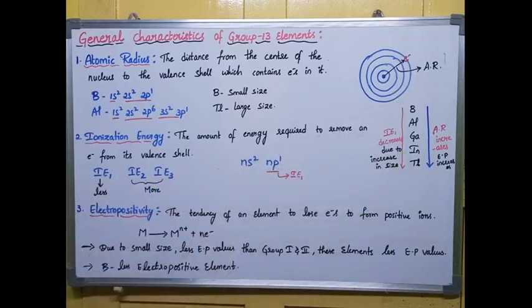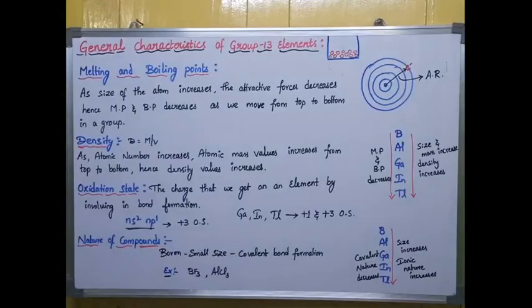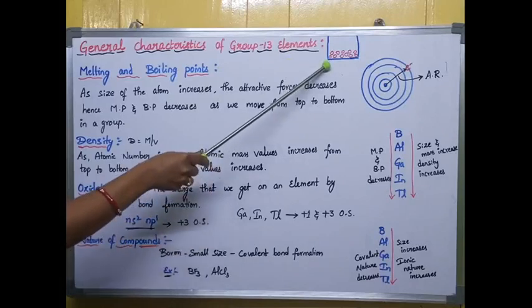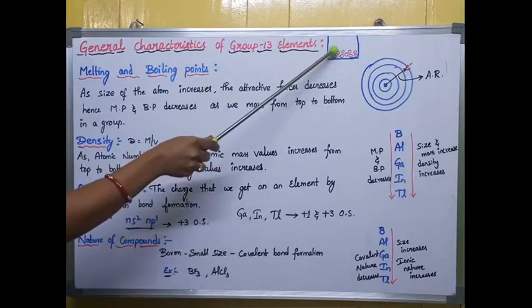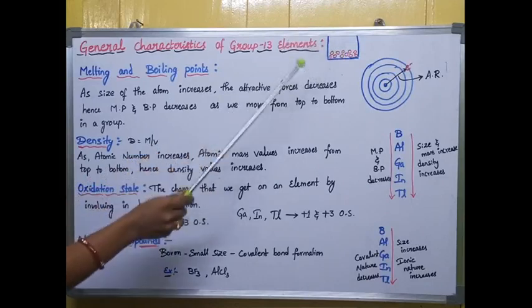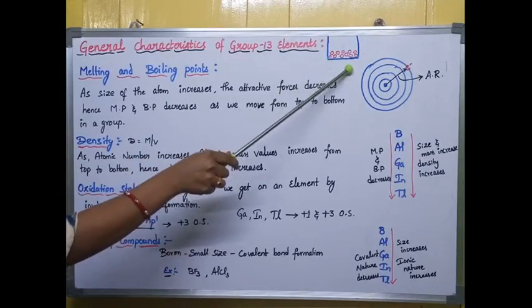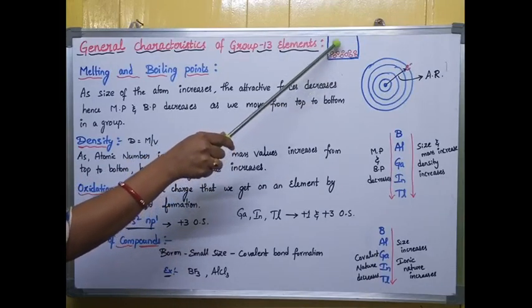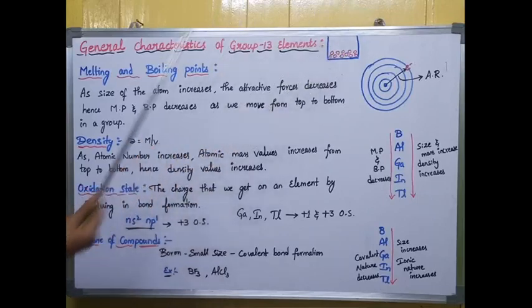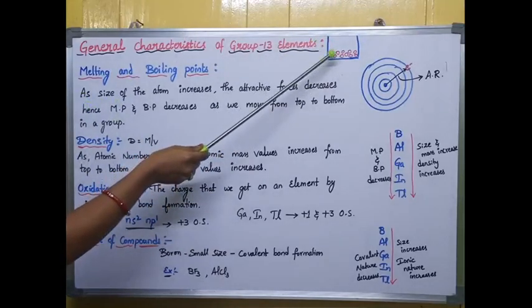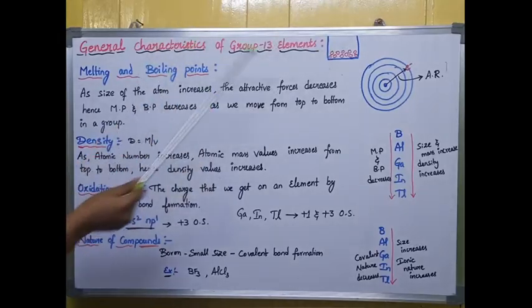Now let us see some more general characteristics. The next one is melting and boiling point. What do we mean by boiling point and melting point? For example, if I take a liquid in a container, the molecules in a liquid are arranged a little more closely than in a gas. If I heat this liquid, the attractive forces between the molecules will break and it converts into gas particles. The point where the liquid converts into vapor or gas is called the boiling point.